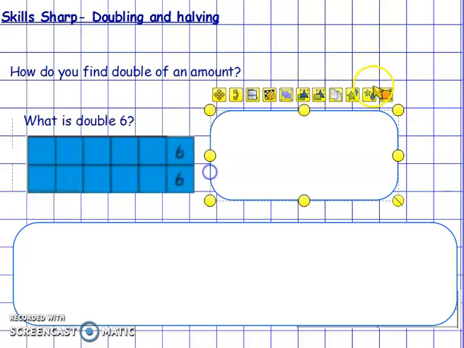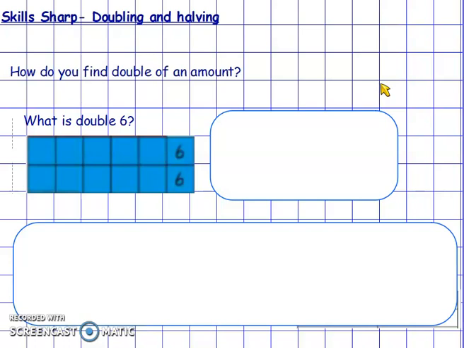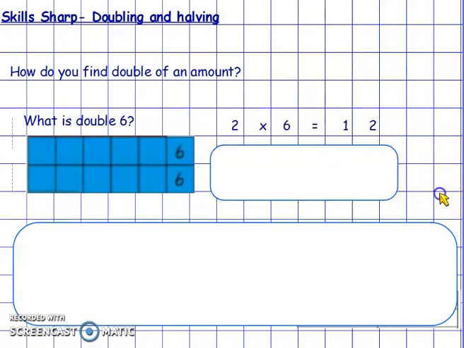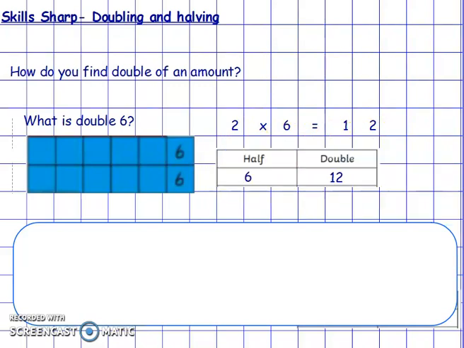What is double 6? So if you couldn't do this brain only, a really good top tip would be to draw out 6 boxes, 6 counters, or 6 dots in your book and double it, draw it out again. So double 6 means 2 lots of 6, and then you can count them up all together to find the total. You could do it as a multiplication, because doubling a number is the same as timesing it by 2. 2 times 6 equals 12. So double 6 is 12, and half of 12 is 6.